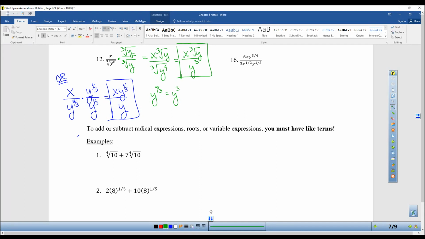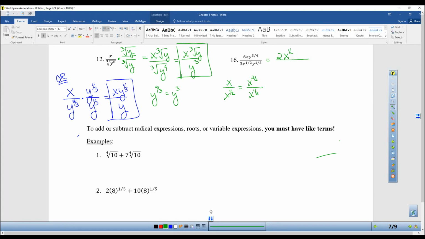Last one of this type. So again, do them one at a time. Don't let yourself be overwhelmed. The 6 over the 3 make 2. The x over the x to the 1/2, you're going to subtract the exponents, but you need like exponents. So this is 2 over 2 over 1 over 2 is x to the 1/2.